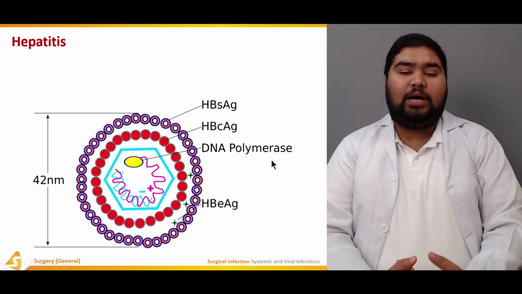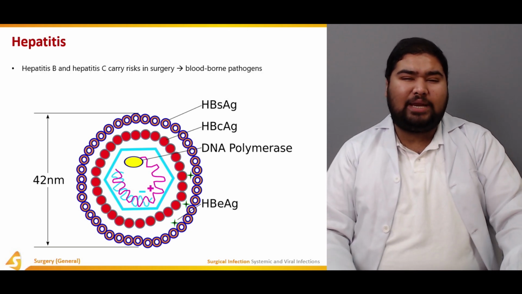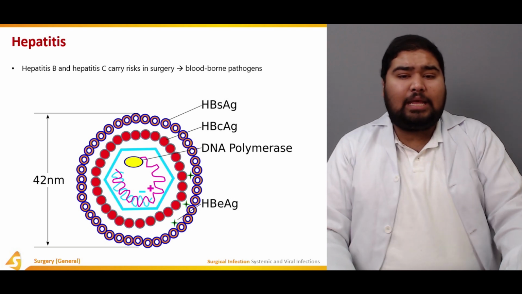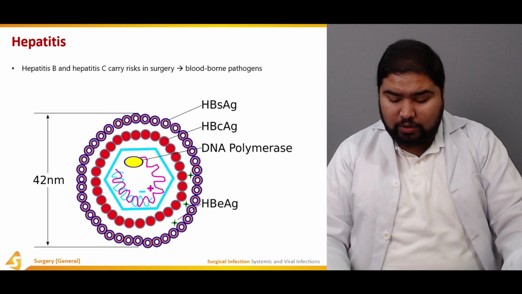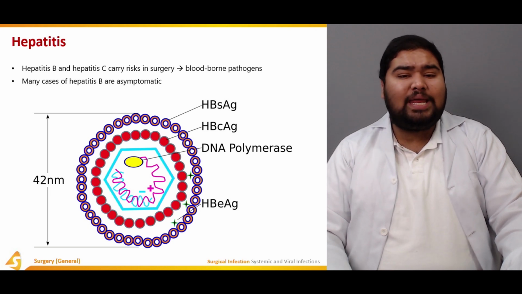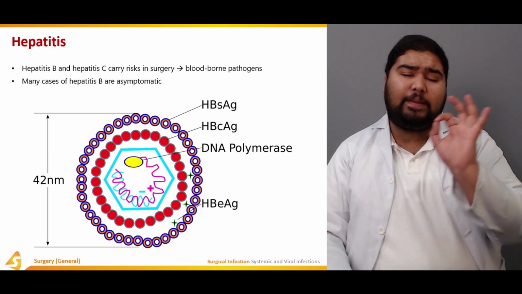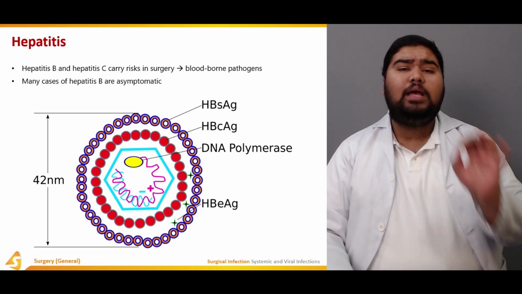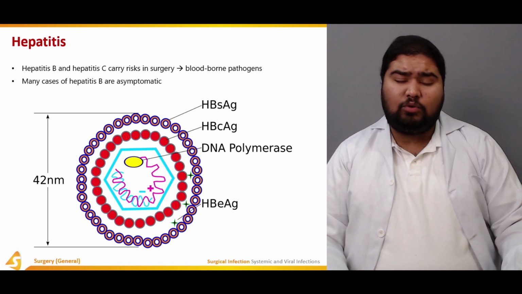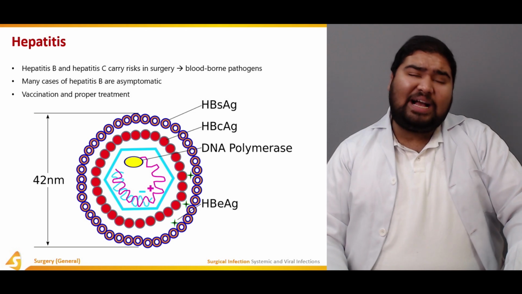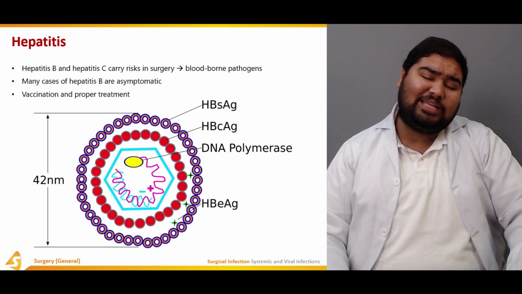Now, talking about hepatitis. We have a patient with hepatitis. How would you manage it? Hepatitis B and hepatitis C carry risk in surgery because these are blood-borne pathogens. Many cases of hepatitis B are typically asymptomatic. You should always go for hepatitis screening in the patient, and once the hepatitis screening has been confirmed, only then proceed for surgery. Vaccination and proper treatment for hepatitis should be given to the patient and advised as well.